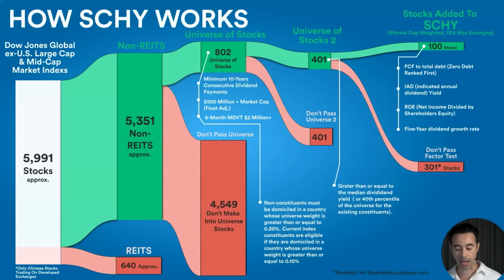So if we look at SCHY, now we are going to take out REITs. Now, we're talking international stocks, so basically outside the United States. So, I don't know, I'm just assuming, let's say there's 640 REITs. I don't know the exact answer. That's just an assumption. And okay, that leaves us with 5,351 non-REIT stocks that could potentially go into this.